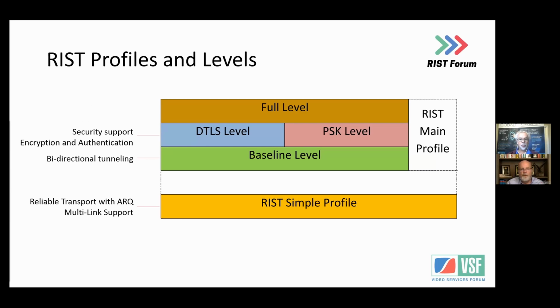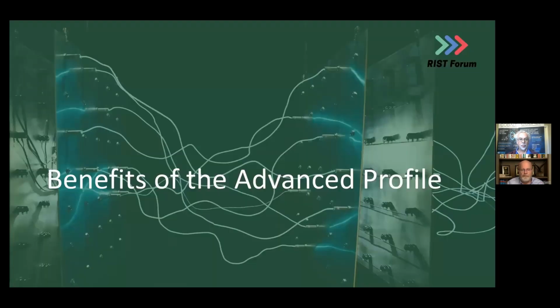When we went to the Main Profile, we added bidirectional tunneling. Another big step up was adding 2 different types of security, both DTLS and pre-shared key. Those are both very valid encryption technologies. They have different applications, but they are extremely important for anybody moving valuable content over the public internet. And then the full level, of course, supports all of the features within the RIST Main Profile. So enough about that. Let's talk about the Advanced Profile.